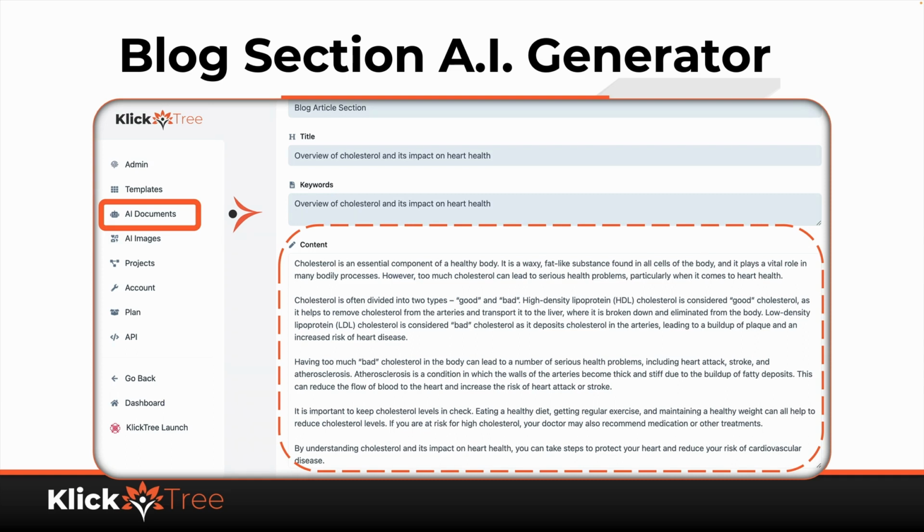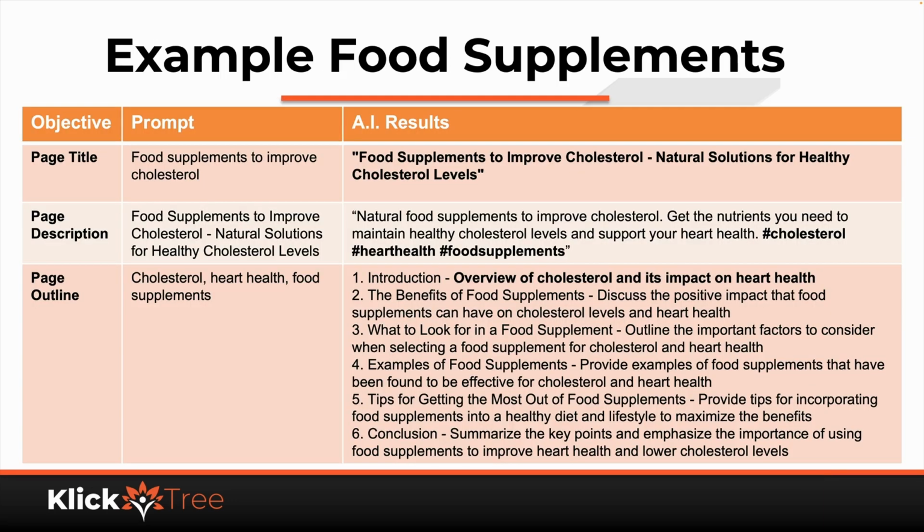And what I want to give you is an example in the food supplement industry, right? If I want to build a page very quickly, then in the prompt is where I put my input, and what it spits out is the AI result. So on my page title, I put a prompt: I want to do something in food supplements to improve cholesterol. All right, so it gives me the title.